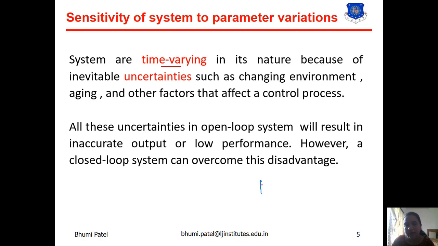As you know, in the open loop system, the output depends on the system parameter and the input of the system. Here the system parameter will change due to environment, aging, and other factors, so we cannot generate the accurate output and the performance is low. So this disadvantage is overcome by using a closed loop system.